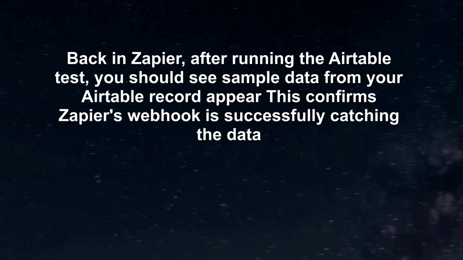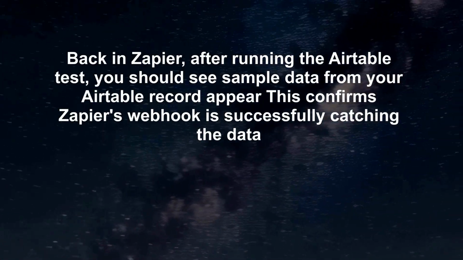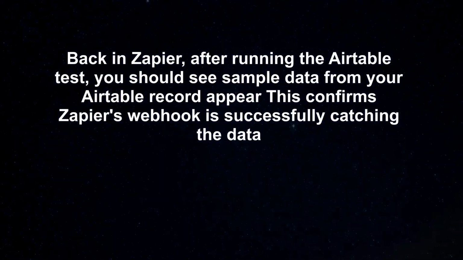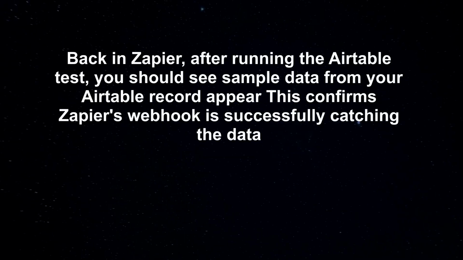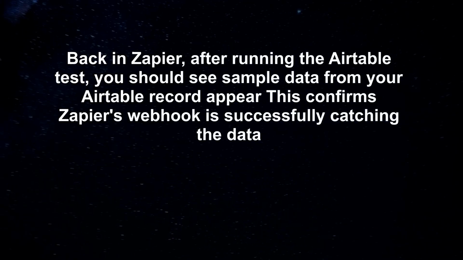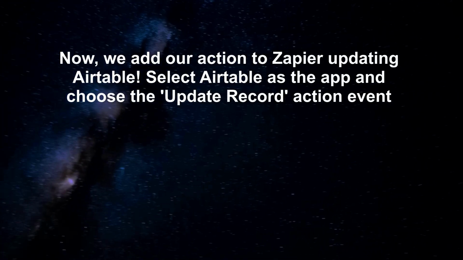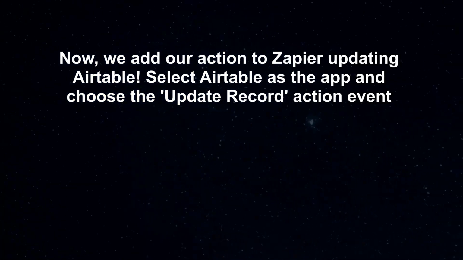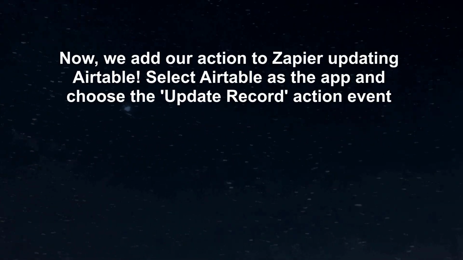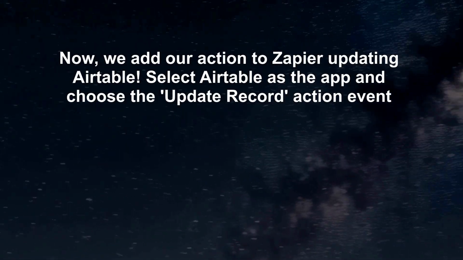Back in Zapier, after running the Airtable test, you should see sampled data from your Airtable record appear. This confirms Zapier's webhook is successfully catching the data. Now, we add our action to Zapier updating Airtable. Select Airtable as the app and choose the Update Record action event.